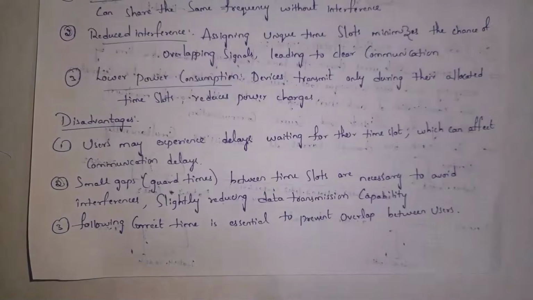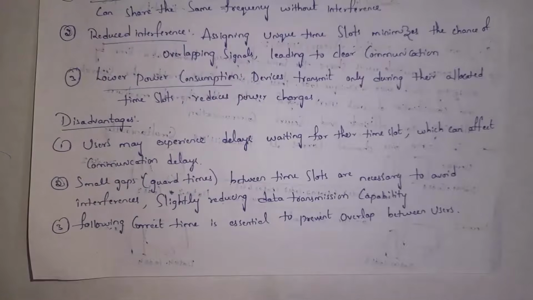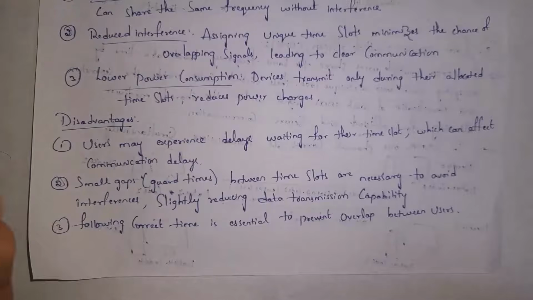These are disadvantages. And the first one is communication delays. As user needs to wait for time slot for communication, so there will be communication delay. Because for each and every time slot, we will leave some time in order to avoid collision, and we call the time as guard time. So some time will be wasted for communication. And next disadvantage is each and every user must follow particular time slot. If they don't follow particular time slot, collision will occur.